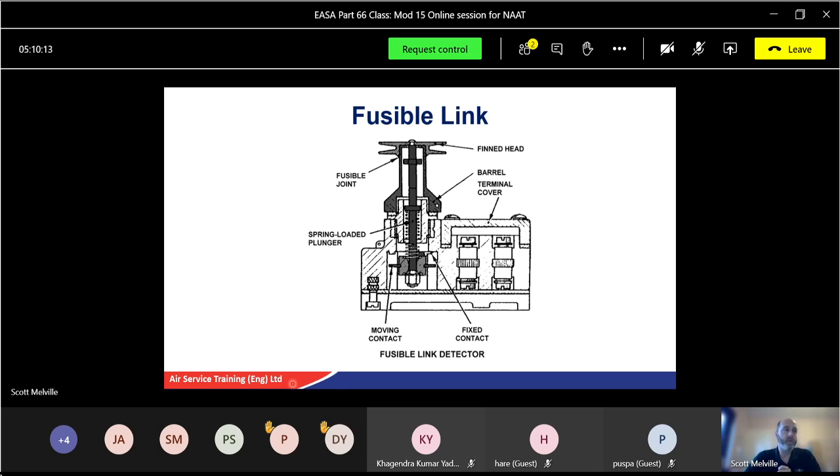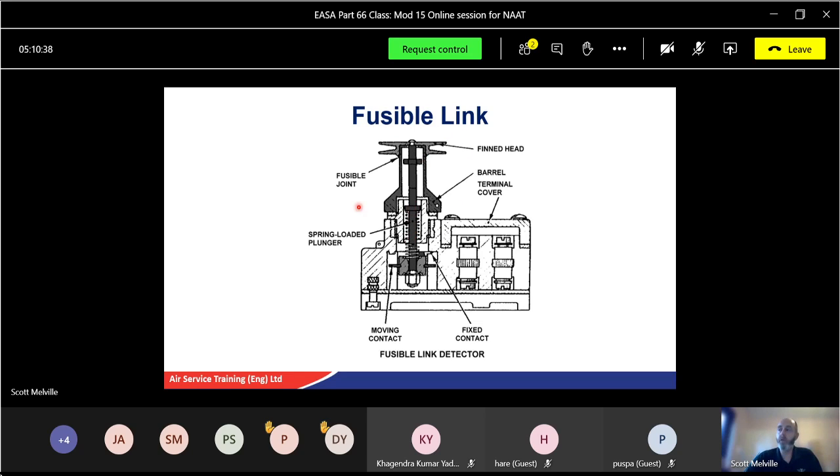What happens if you put too much current through a fuse? It breaks. Yeah, well in this case, it's the same sort of thing. This is held away from the contact. You've got a spring-loaded plunger trying to pull this plunger down. Well, this fusible joint here, once it melts, the spring takes over, brings it down, and makes a contact.